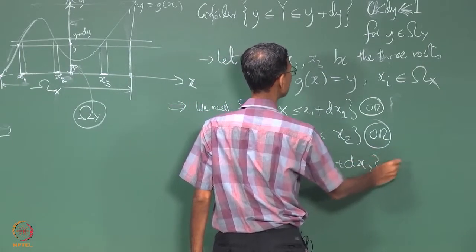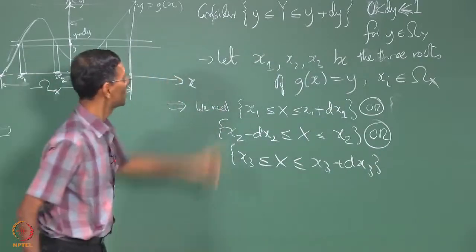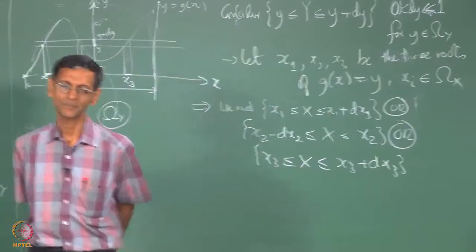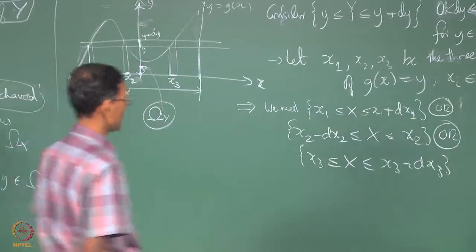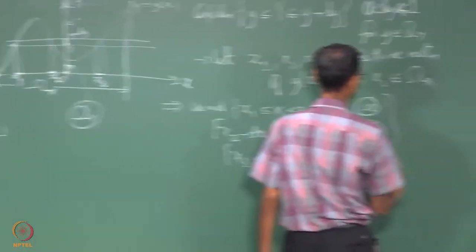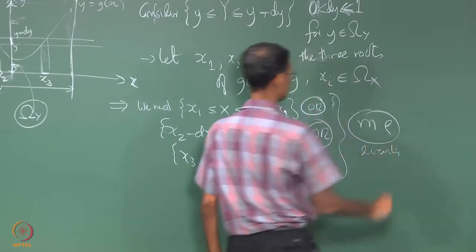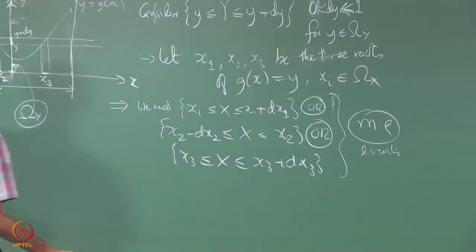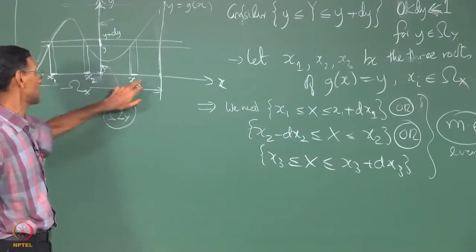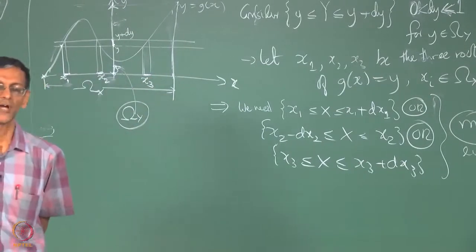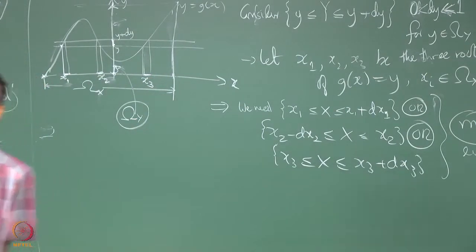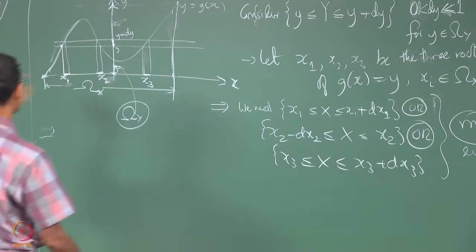So one of these three events has to happen for this to happen, and these are all mutually exclusive (ME). In other words, if x is going to sit in this interval, it cannot at the same time sit here and sit here. Disjoint intervals are always ME, a basic fundamental property.